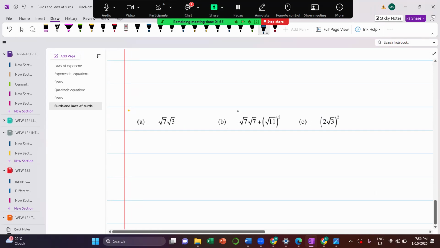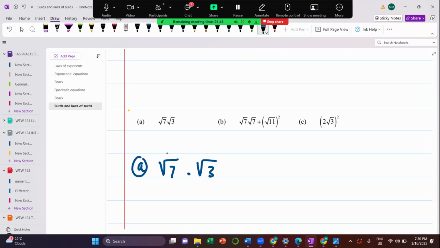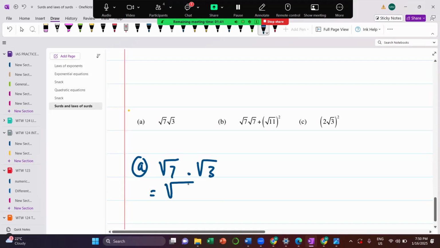Now check for letter A, what do we have? We have the square root of 7 times the square root of 3. So I have the same root, which is the square root. So I can just multiply the numbers which are inside. So I'll have 7 times 3, which is the same as square root of 21. Are you guys okay? Yes.